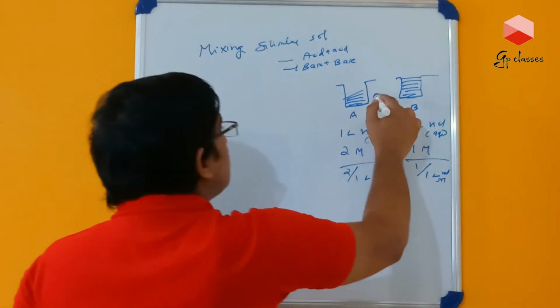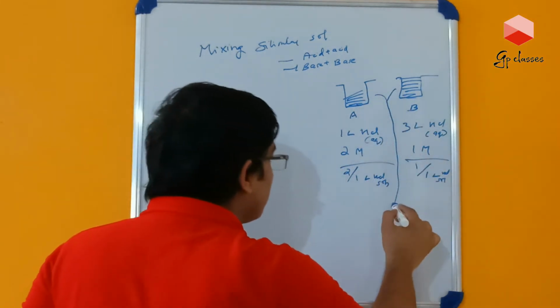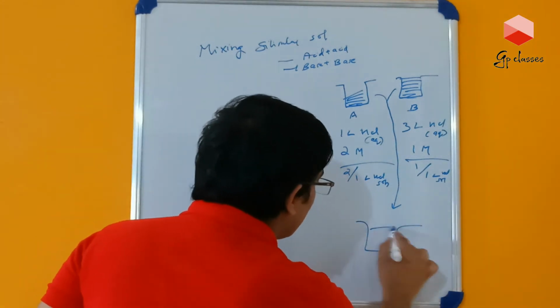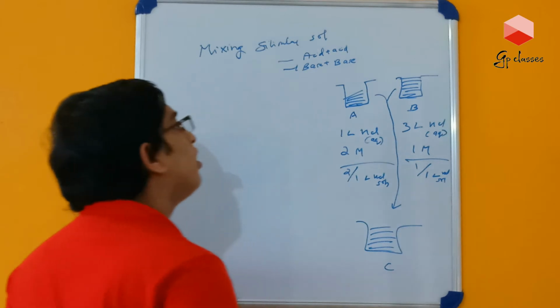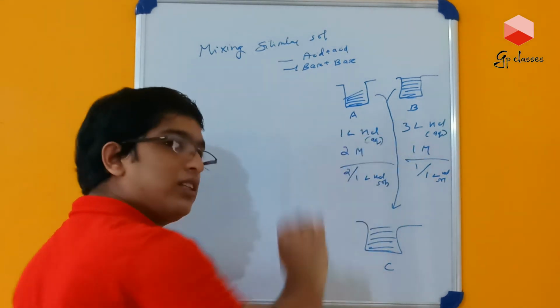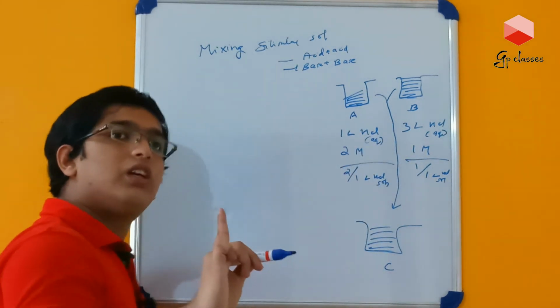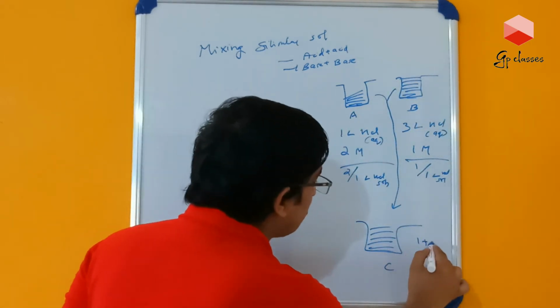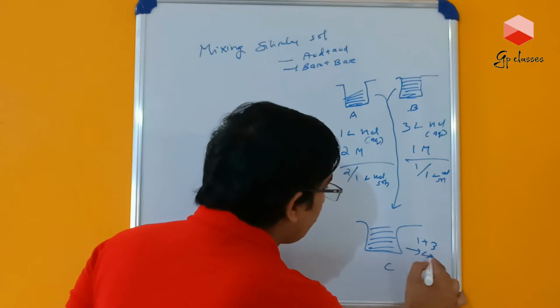Now we mix these two beakers, mixing the entire content of both into beaker C. So that is 1 liter of hydrochloric acid solution plus 3 liters of hydrochloric acid solution. What is 1 plus 3? So this will be 4 liters.